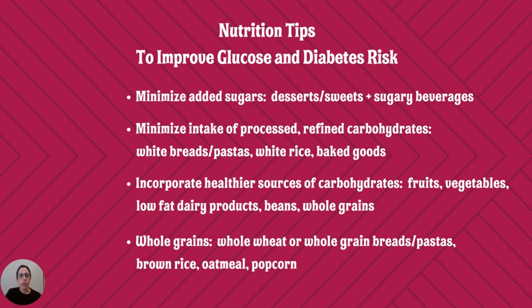And instead of having the processed and refined carbohydrates, we want to focus on incorporating healthier sources of carbohydrates. So these are things with more fiber to help control your blood sugar levels, things like fruits and vegetables, low fat dairy products, and beans and whole grains instead of the processed refined grains. And so whole grains are things like whole wheat or whole grain breads and pastas, anything with whole in the name that you see on the product or in the ingredient list. And then having brown rice and things like oatmeal and popcorn are also good sources of whole grains.